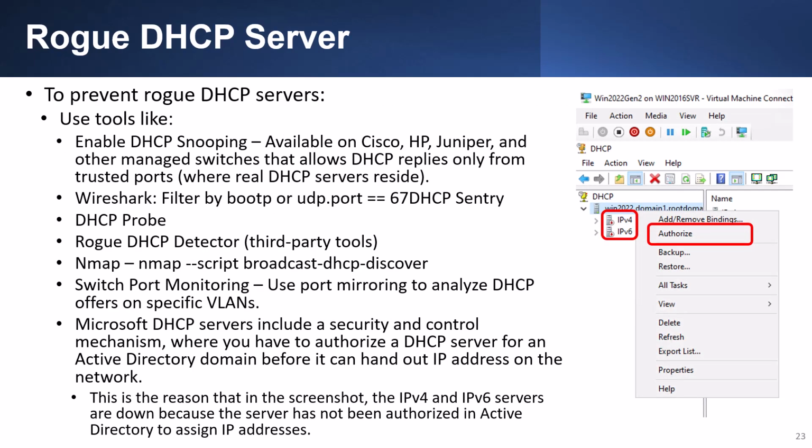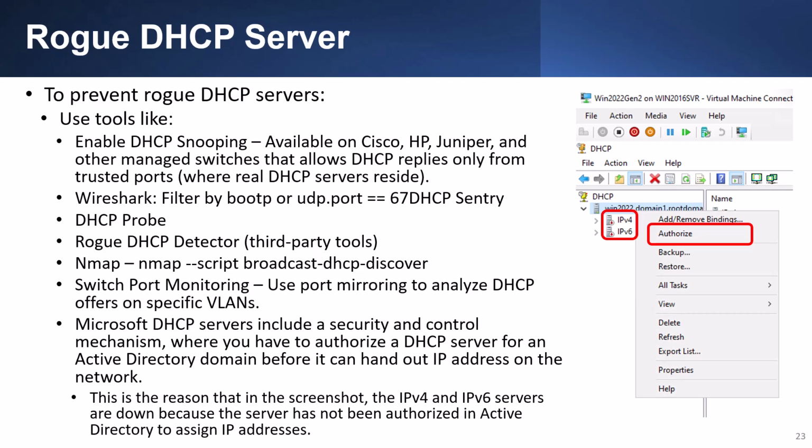To prevent rogue DHCP servers, use tools like DHCP snooping, which is available on Cisco, HP, Juniper, and other managed switches and allows DHCP replies only from trusted ports where real DHCP servers reside. Wireshark, which you can filter by bootp or udp.port == 67. DHCP Sentry. DHCP Probe, rogue DHCP detectors by third-party tools. Nmap, using script broadcast DHCP discover commands. And switch port monitoring, which uses port mirroring to analyze DHCP offers on specific VLANs.